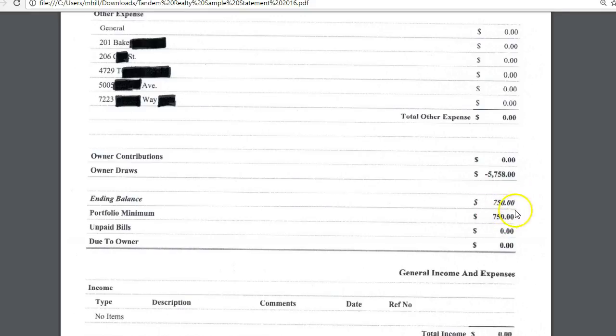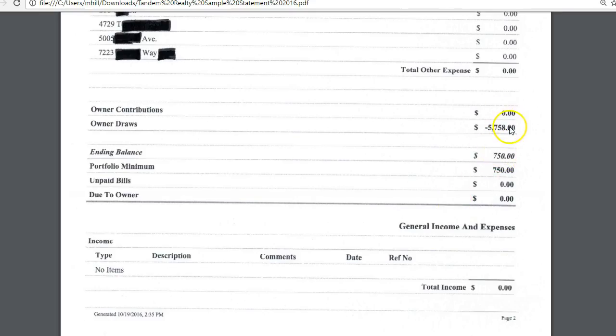So this can get a little confusing, but just always remember that this is where you ended, this is where you need to be, and then the combination of your ending balance and unpaid bills will most likely show up as what it says here, due to owner.